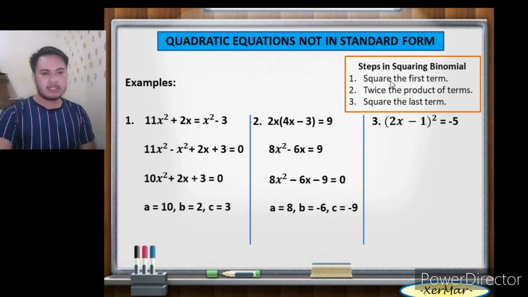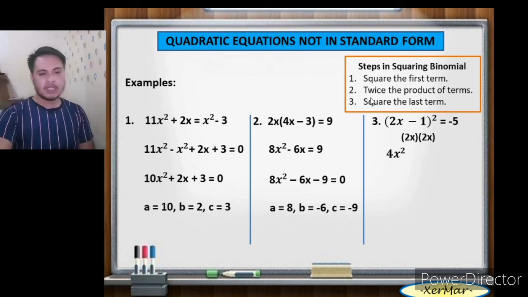The steps in squaring a binomial: Number 1, square the first term. Second, twice the product of the terms. And third, square the last term. So we will apply it. First, square the first term. The first term is 2x, so we multiply 2x by itself. 2x times 2x equals 4x squared.